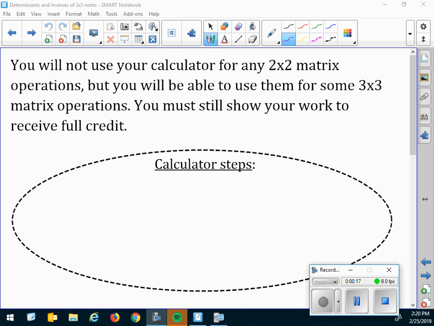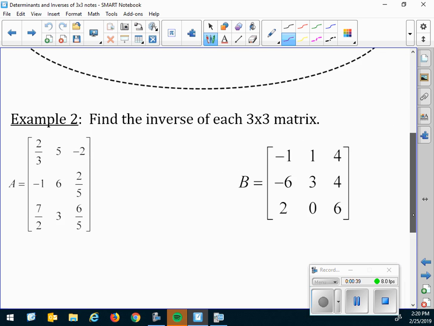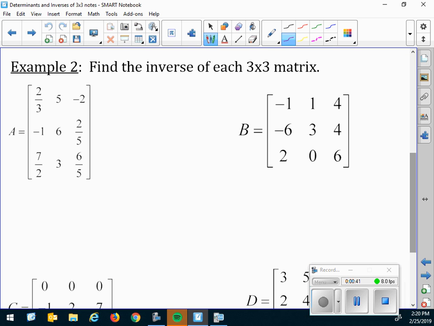You will not use your calculator for any 2x2 matrix operations. On a 2x2, I expect you to be able to find the determinant, and I expect you to be able to find an inverse, all right? But you will be able to use the calculator for some 3x3 matrix operations. You still have to show your work, show your steps. Now, you say use the calculator for what? Let's go down here. You're going to find the inverse of a 3x3.